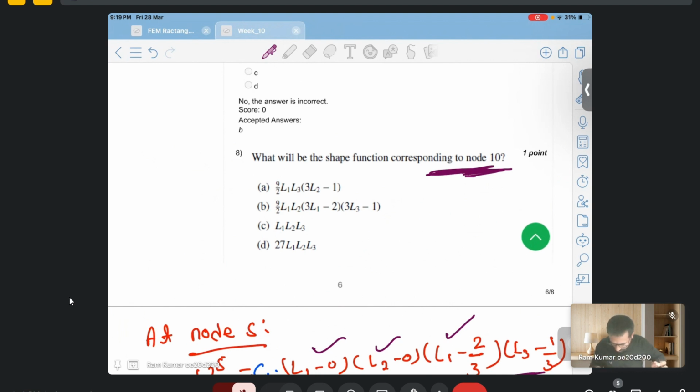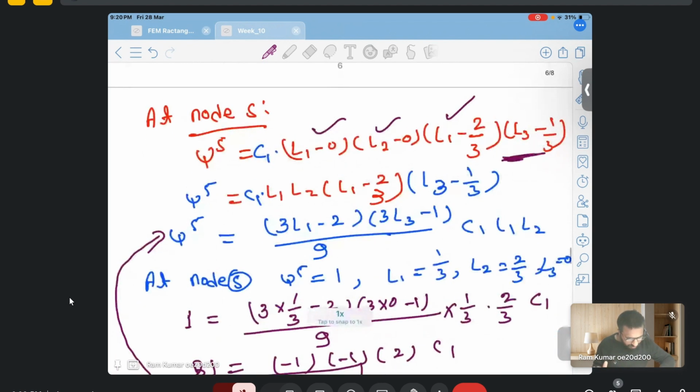So it will be 27 L1, L2, L3. Last one. Yeah, this one you got, right? So no need to discuss. Now coming to the next question.